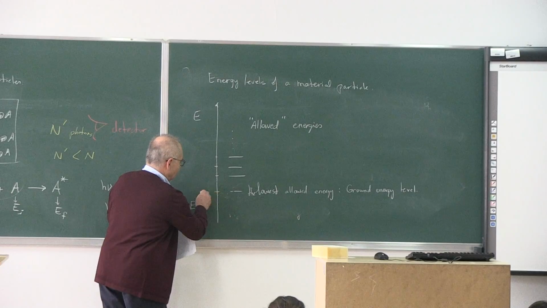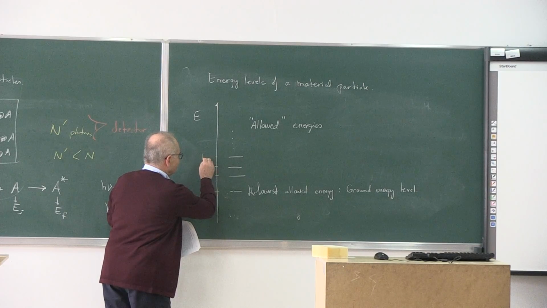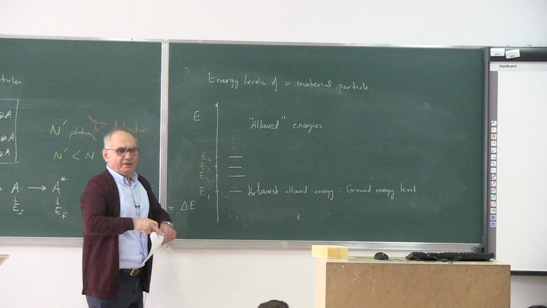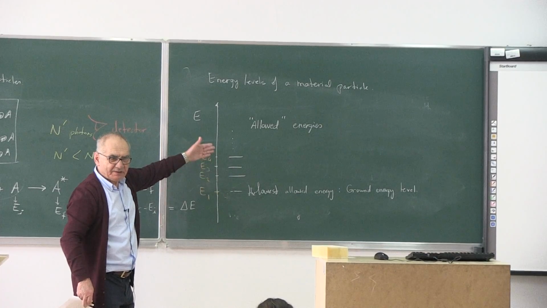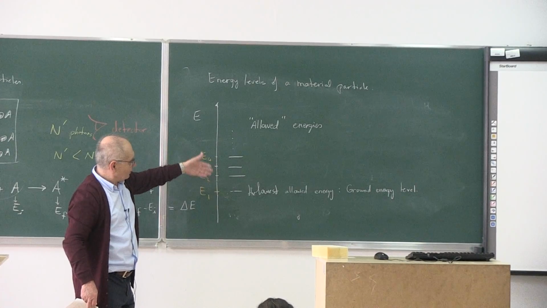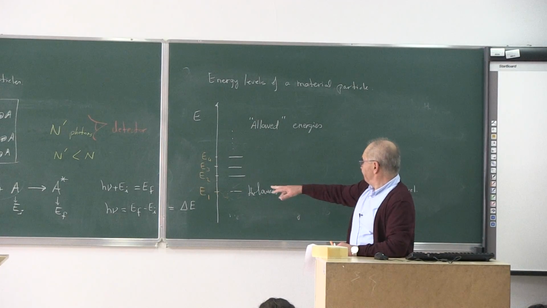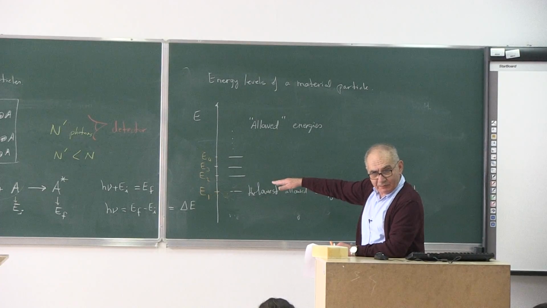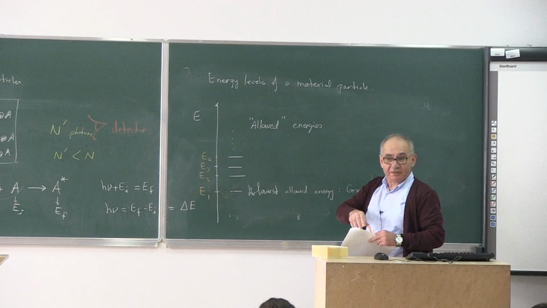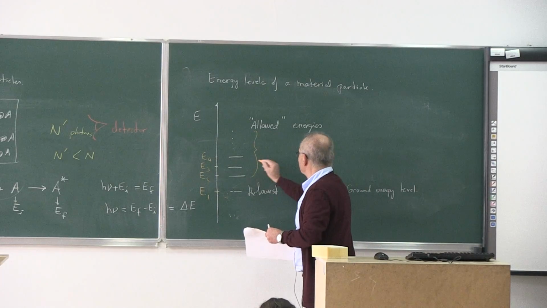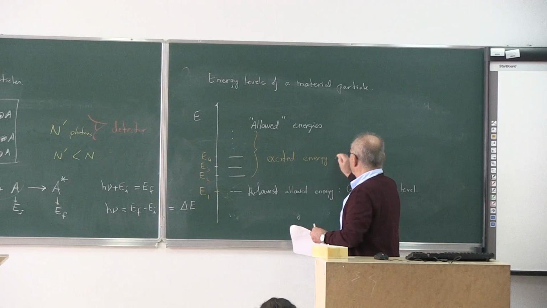In fact, here, this value is E1. This value is E2. This is E3. This is E4. And so here we are indicating by symbols the possible energy levels of the particle. Repeating, the lowest value is called the ground energy level. All the other higher energies are called excited. So these are excited energy levels.